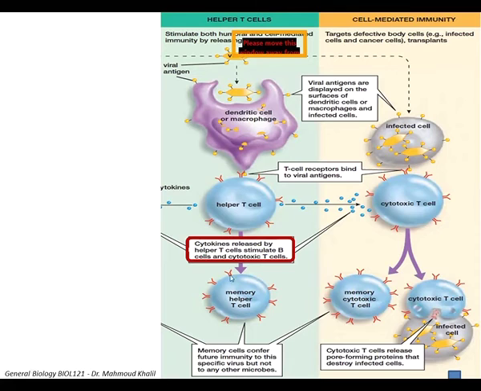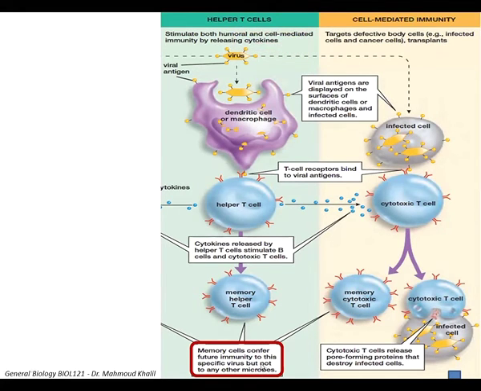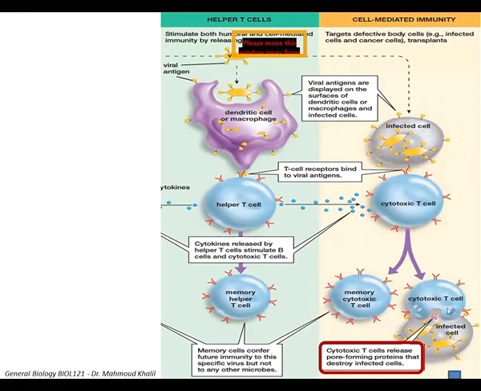So you have another class which is called memory helper cell. These memory helper cells, the memory cytotoxic cells, and the memory B cells all will give us a stronger, faster future immunity to the same specific virus. You can see as well that the cytotoxic T lymphocyte can release enzymes through pores on the surface of the infected cells and then destroy the cells.